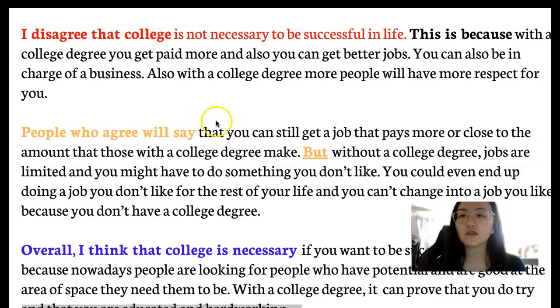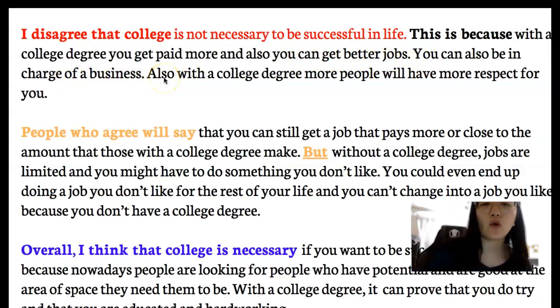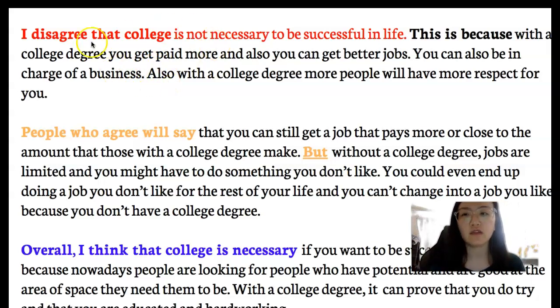In the first paragraph, the student starts with a clear claim. They say, "I disagree that college is not necessary to be successful in life." And they're going to give us some reasons. This is because with a college degree, you get paid more and you're also able to get better jobs. You can also be in charge of a business. Also, with the college degree, more people will have respect for you. This is their claim with their evidence.